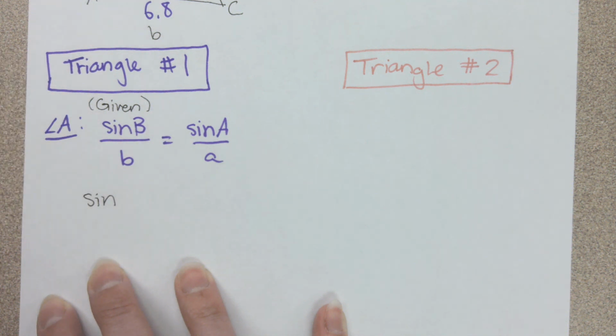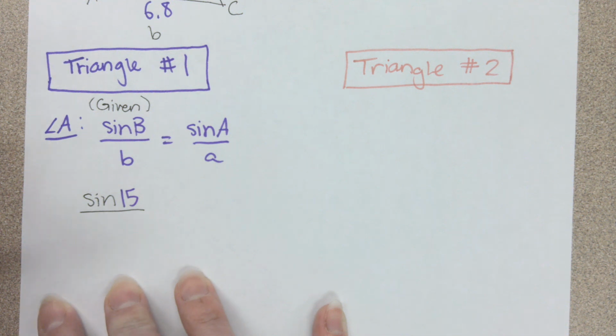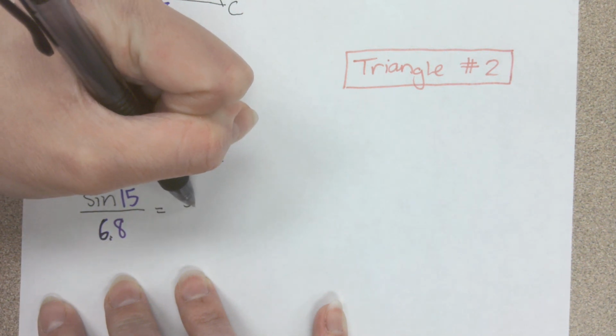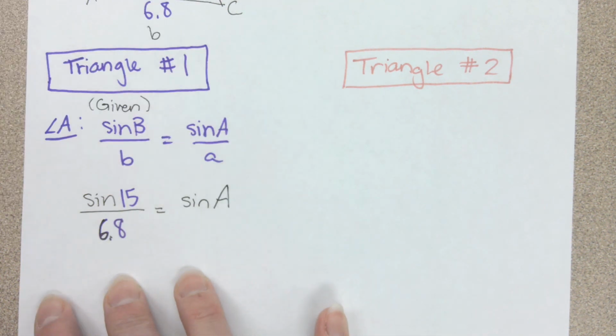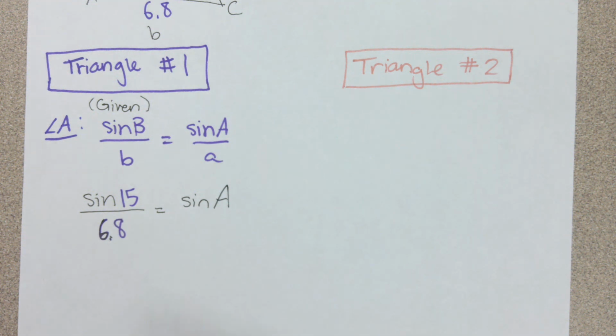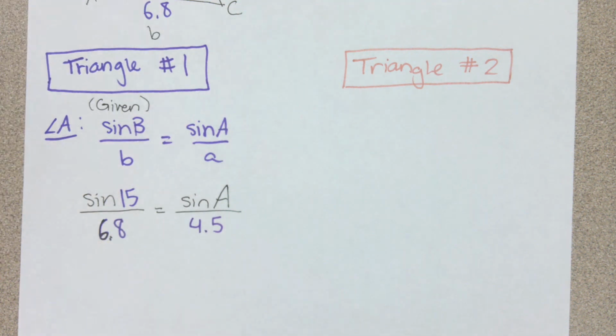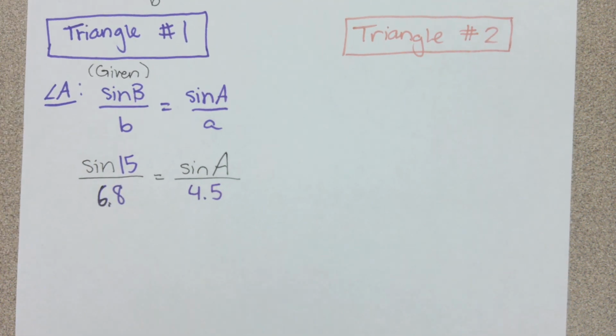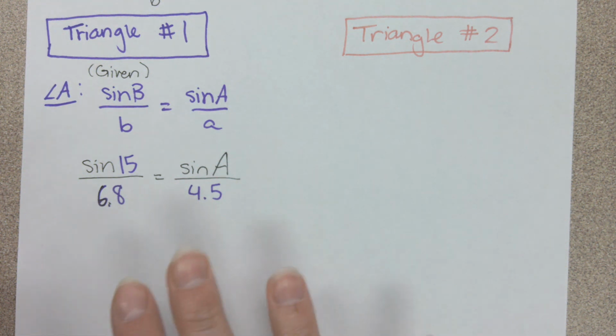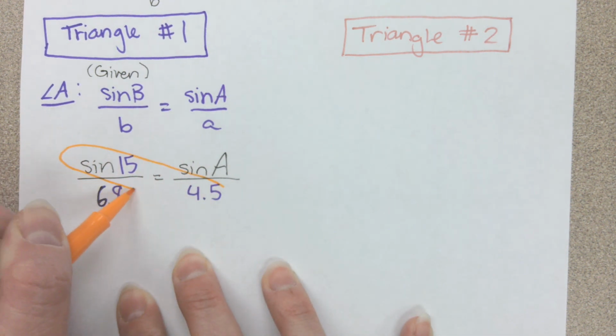All right, we have sine of our B is 15 degrees over little b, side B is 6.8, equals sine of A. We don't have that yet. And then little a was 4.5. This may look the same as what we did on Thursday, but it's not. So we will cross multiply, that will still be the same. But the algebra from there is going to take a turn.